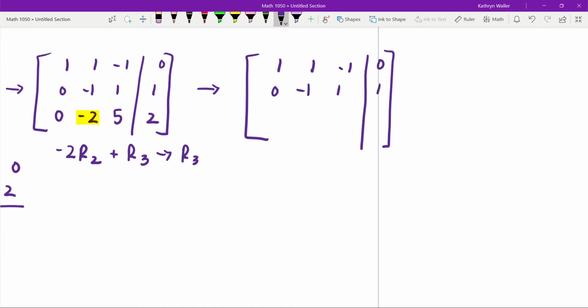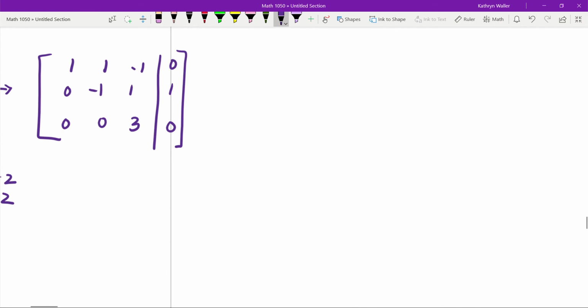Don't change row 1 or row 2. Take row 2 and multiply it by a -2, and you get 0, 2, -2, -2. Write row 3 right underneath it. Add those together, and you get 0, 0, 3, 0.